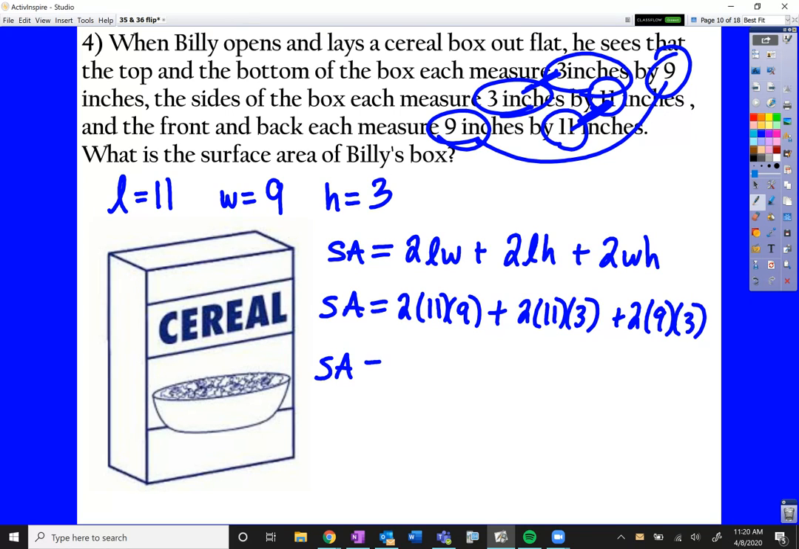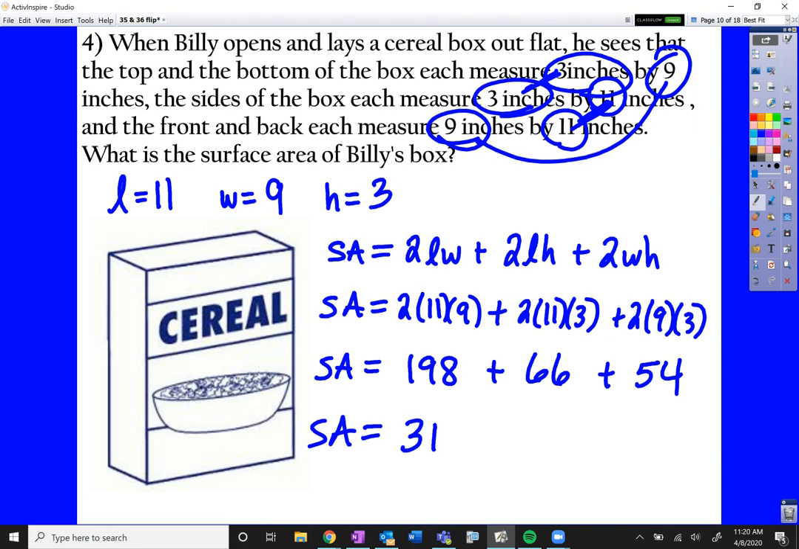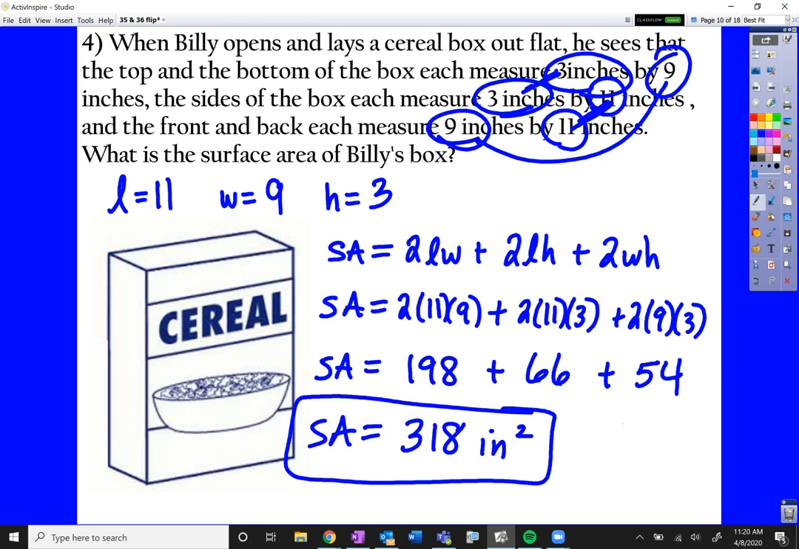Love it. Order of operations, 2 times 11 times 9, 198. 2 times 11 times 3, 66. 2 times 9 times 3, 54. Add them all up. 198 plus 66 plus 54. That cereal box would require 318 square inches to cover it, head to toe.